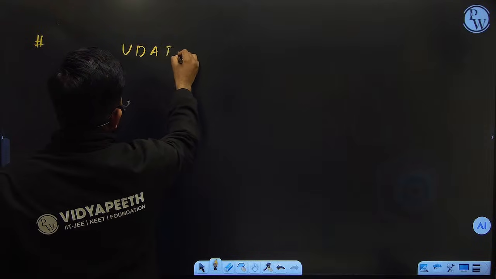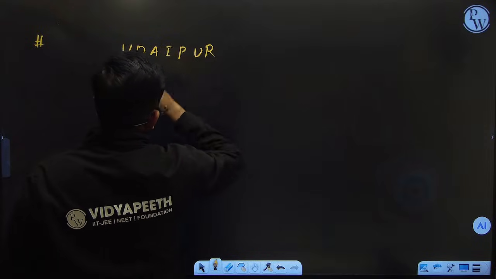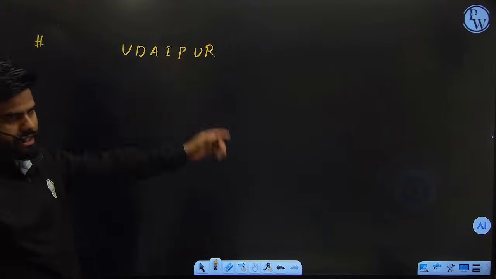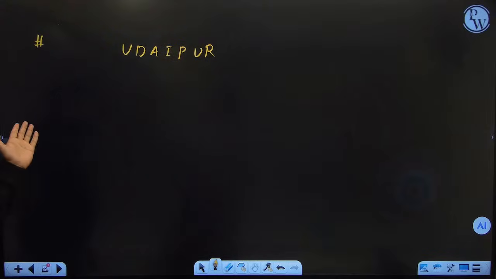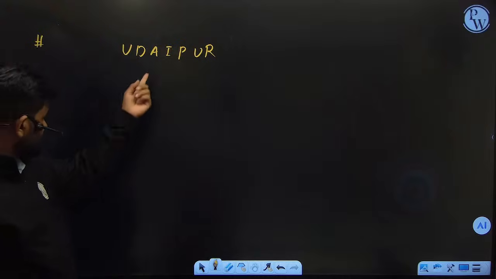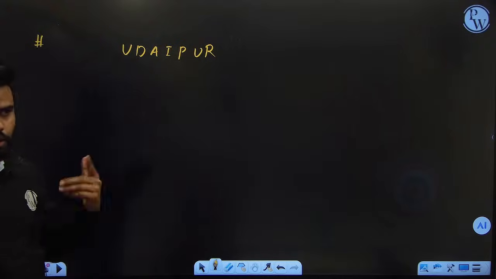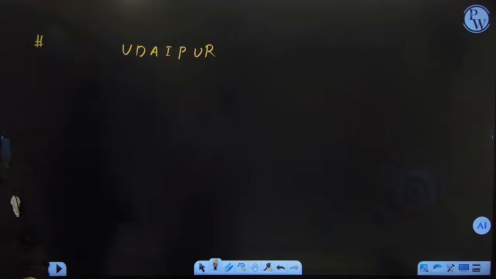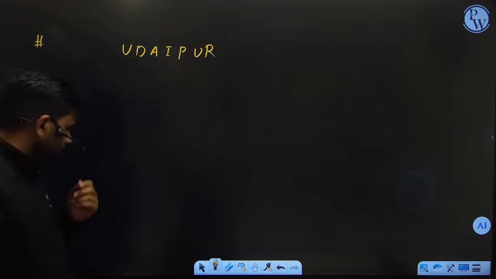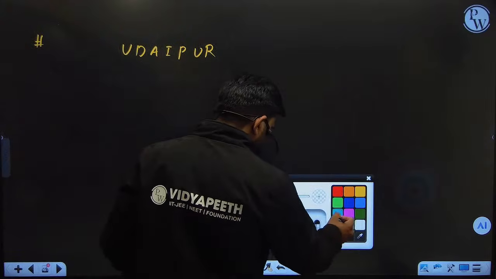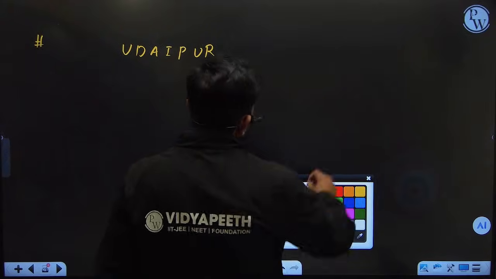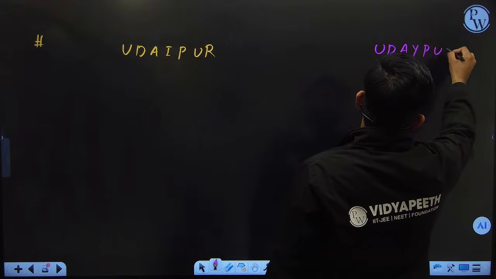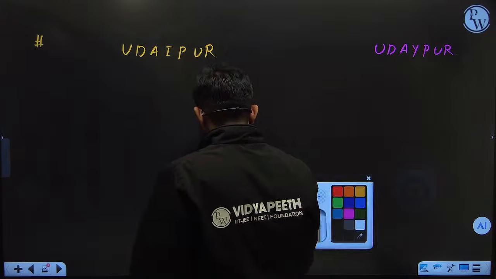Now, there is some confusion about the spelling of Udaipur. Some students are saying, sir, it is Y in place of I. I will tell you the concept by using I in place of Y, because we don't actually know whether I or Y is in the exam. We'll learn the concept, then you can solve it on your own for Y. So you can solve that part by yourself. I will be solving this part.